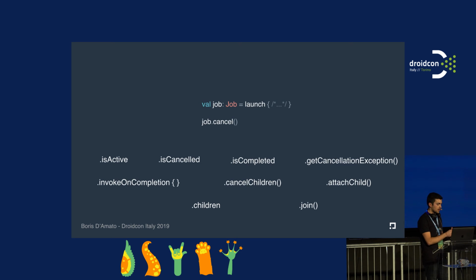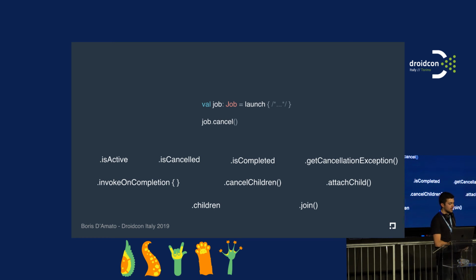Every time we call launch, we get a job object. And on this job object, we can call cancel. And we can do all sorts of useful things on this job object. We can check whether it's active, whether it has been cancelled, if it's completed, if it threw an exception, if it has children, because yes, a job can also have children. And you can also merge multiple jobs using join. This is quite advanced, so if you want to explore what you can do with jobs other than cancel, it's also quite interesting and quite powerful.